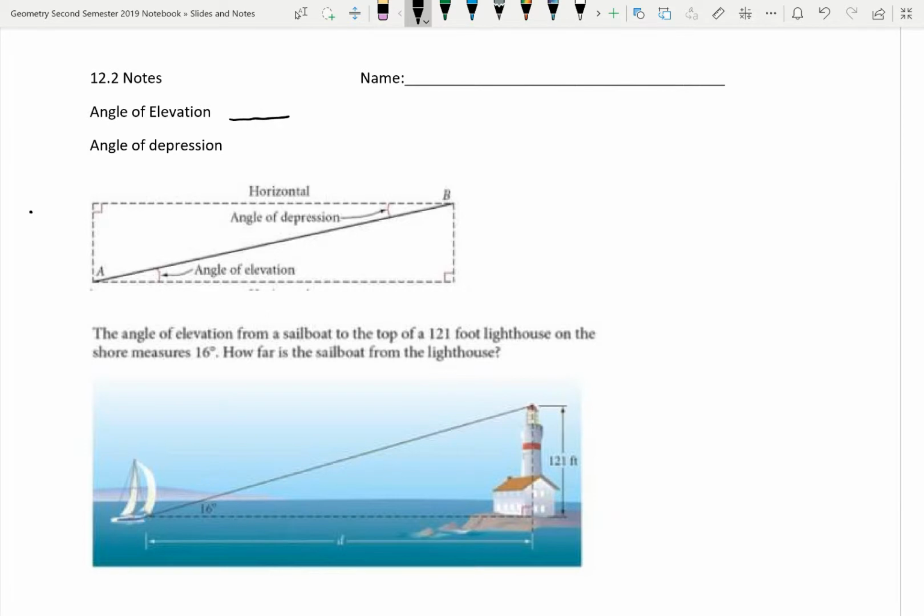So angle of elevation is when you start at a level playing field and you look up, and that angle up is typically labeled theta. Let me do a better one. Theta. That's the angle of elevation. Angle of depression is when you start at a level playing field and you look down, and that angle going down is the angle of depression, usually also labeled theta. You can see here the angle of depression and the angle of elevation.